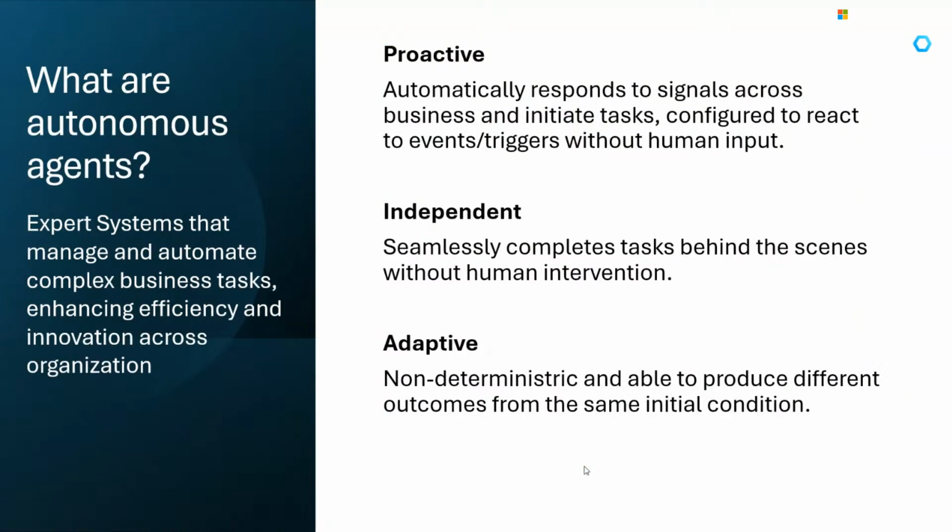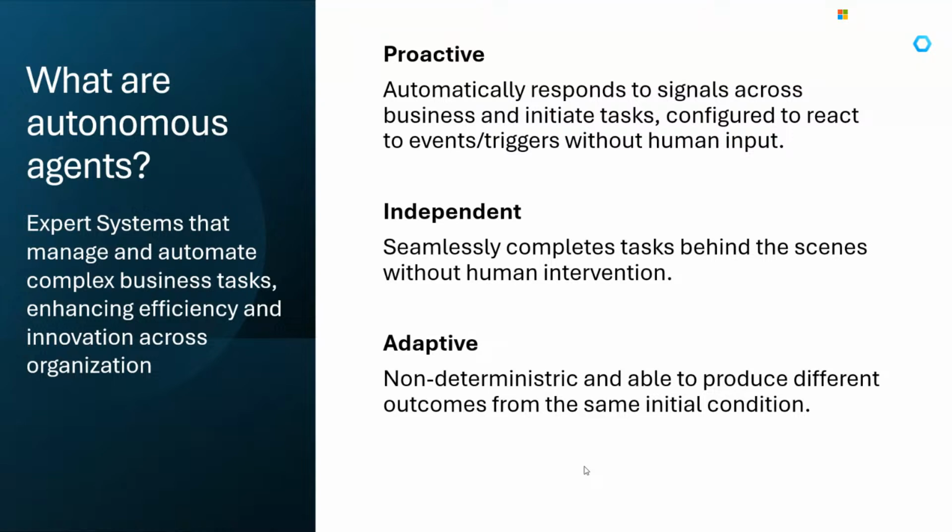Now let's understand what autonomous agents are. Autonomous agents are proactive and independent. If you take our regular Copilot agents, the user starts the conversation with the Copilot agent, and it responds based on the instructions and the knowledge base we have provided. But autonomous agents are proactive, where the user is not going to initiate the conversation and trigger the agent.